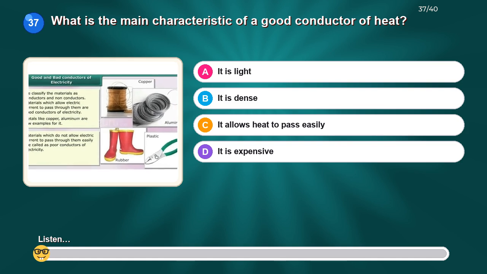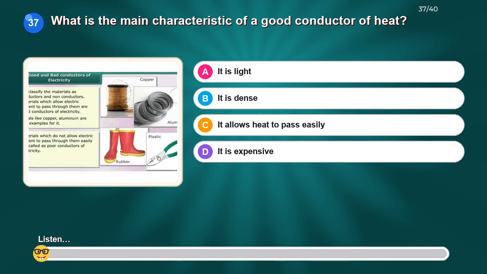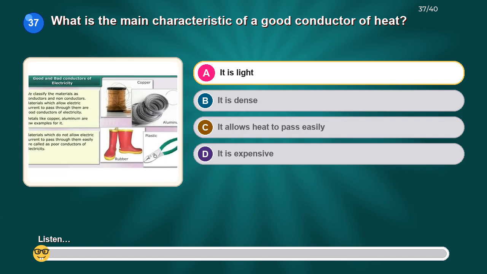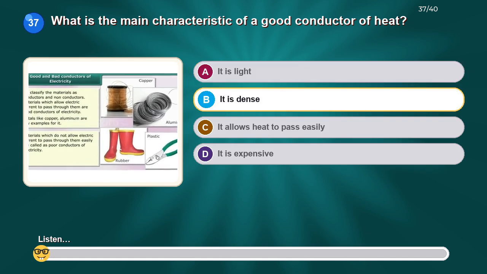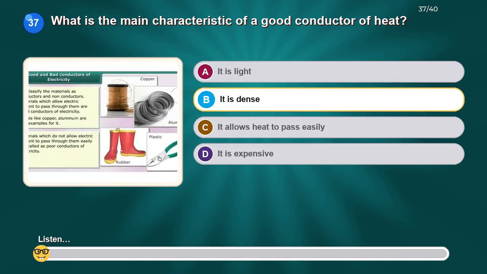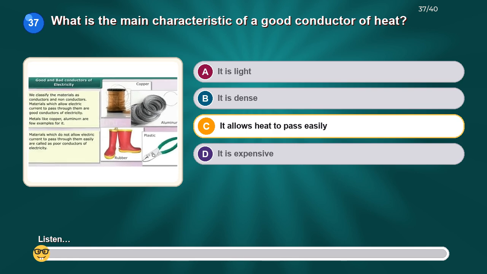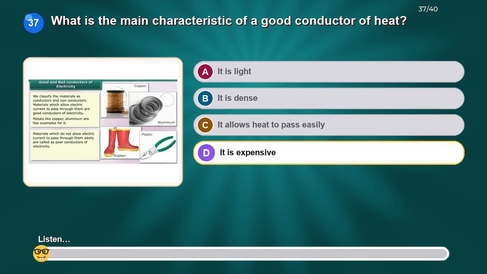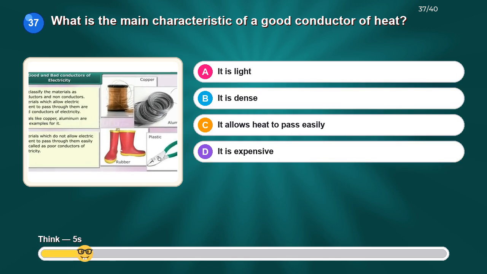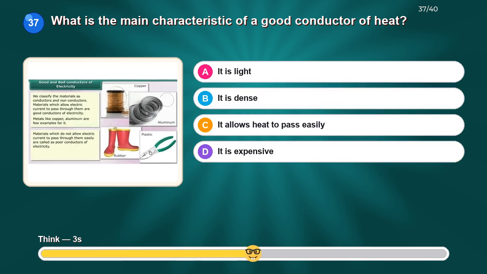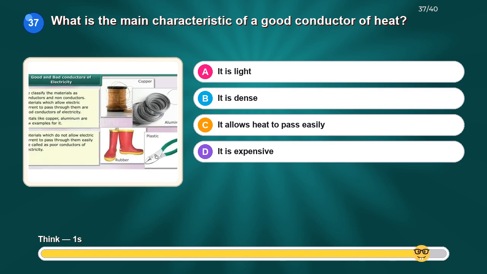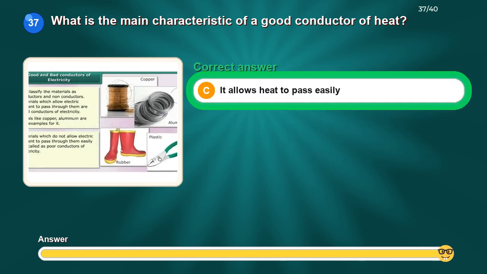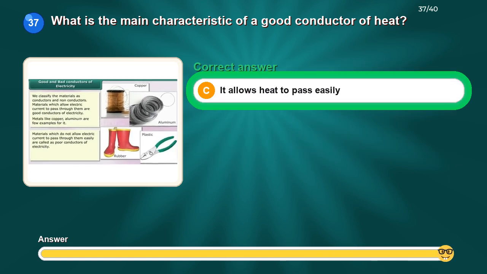What is the main characteristic of a good conductor of heat? Option A, it is light. Option B, it is dense. Option C, it allows heat to pass easily. Option D, it is expensive. The correct answer is, it allows heat to pass easily.